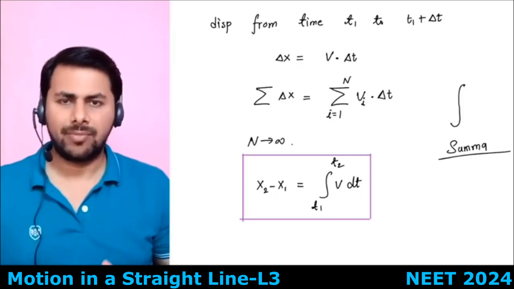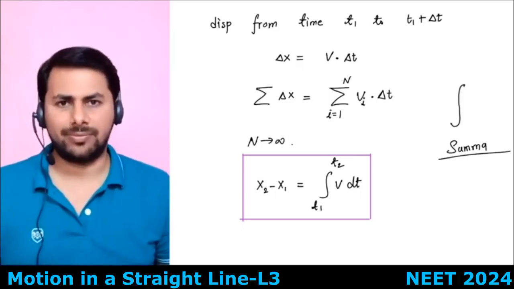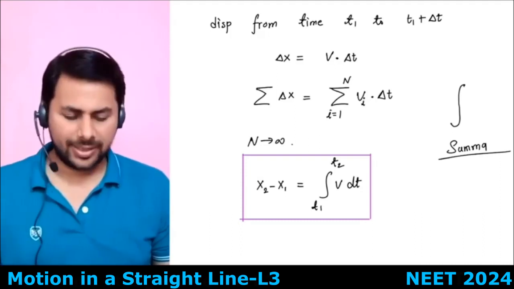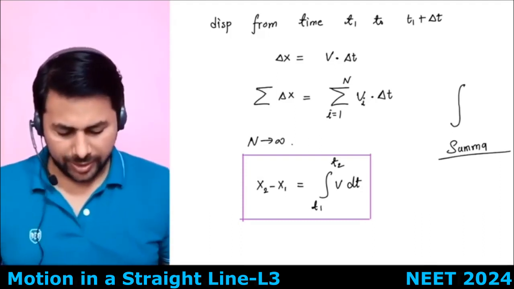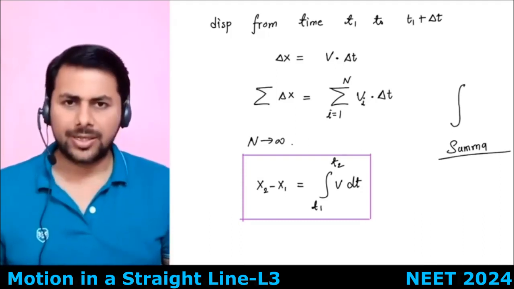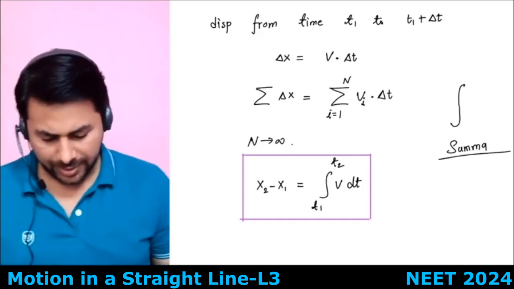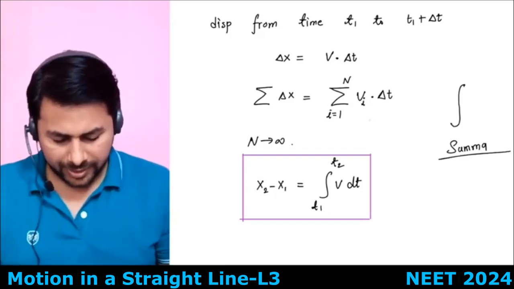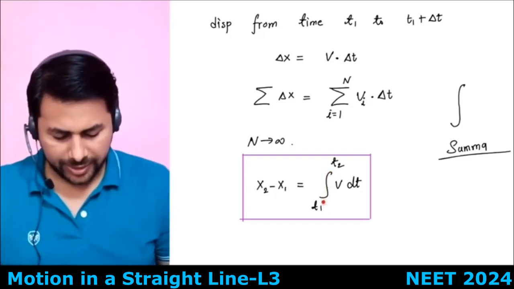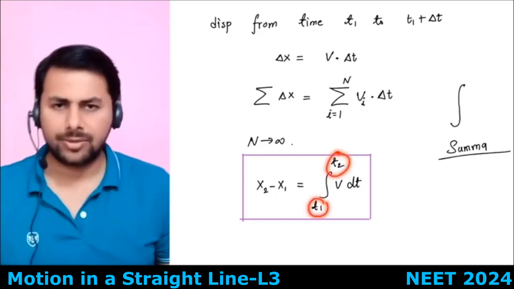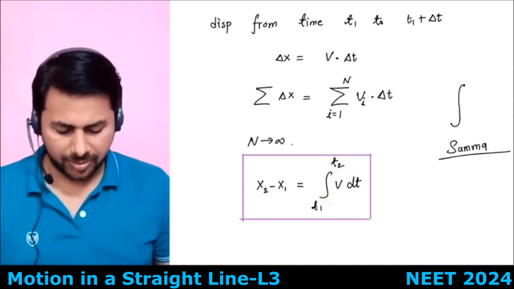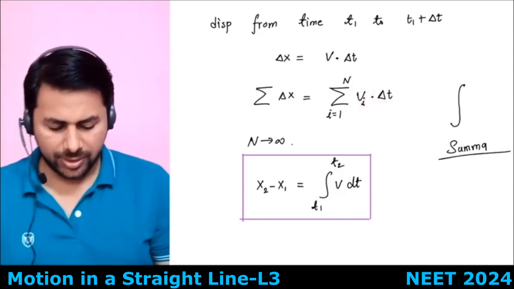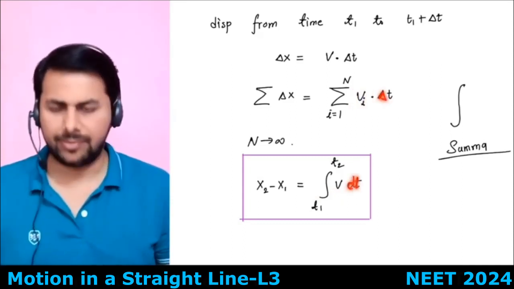Sum, but now you are taking a continuous sum. You are not missing anything in between. So integration is a continuous sum, right? It is written like this: you are taking integration from t1 to t2, that is, a continuous sum from t1 to t2 of v dt. So this delta t is written as dt.